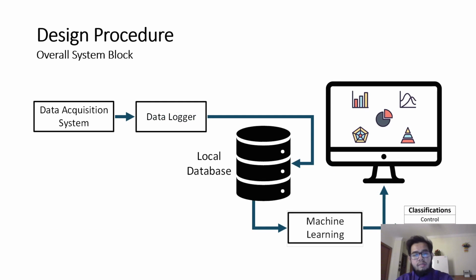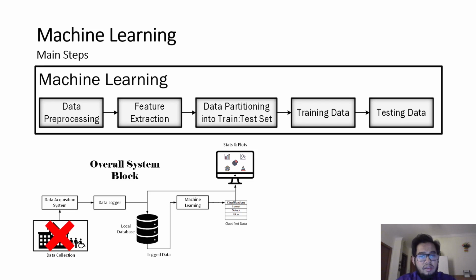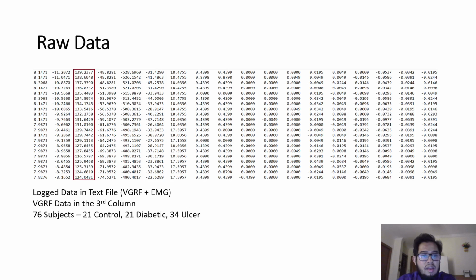After the data is saved in the local database, we can use that data for machine learning. The machine learning was done in 5 steps mainly: data pre-processing, feature extraction, data partitioning, training, and testing. We could not collect data for the blockage, so we just used data from past research. In their research, they saved data in a text file. They have VGRF, EMG, and some other data. The only data useful for us was in the third column. As you can see, they had 76 patients: 20 control, 20 diabetic, and 34 ulcer.